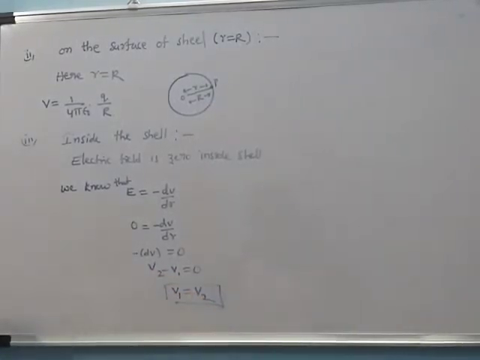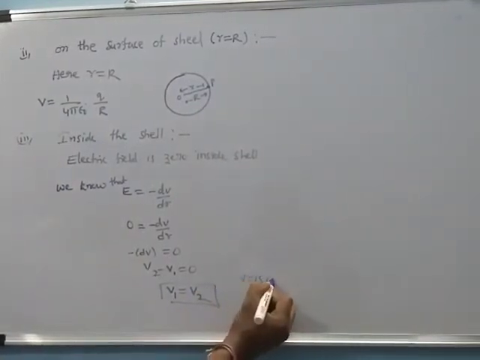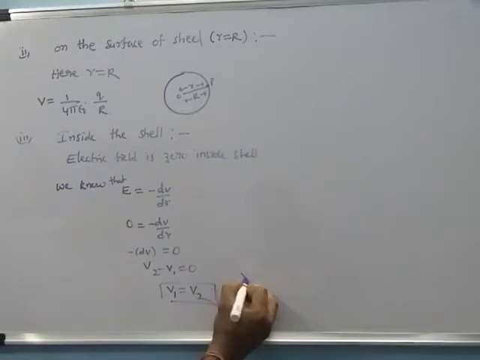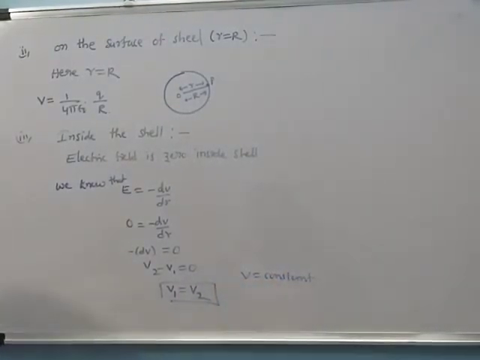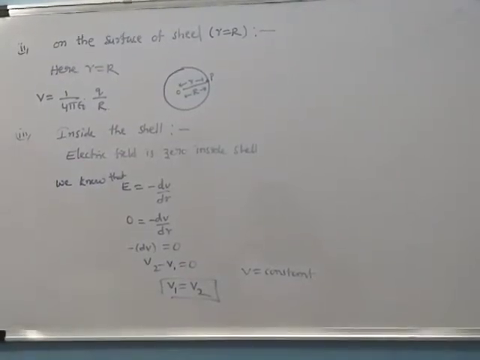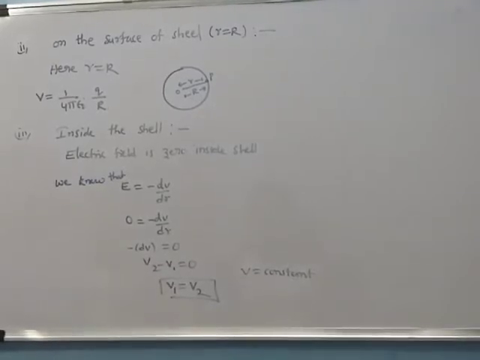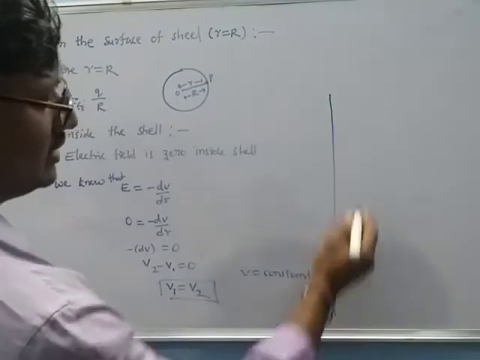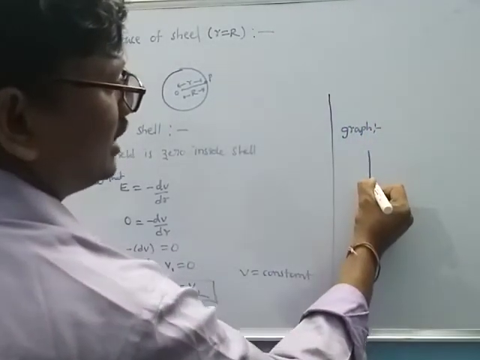That means V is a constant, because the electric potential will be the same everywhere inside of the shell. We can draw the graph between the potential and the distance.